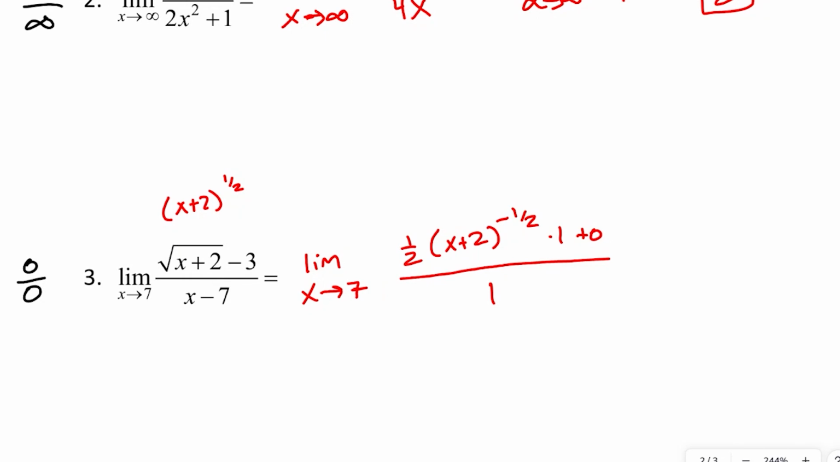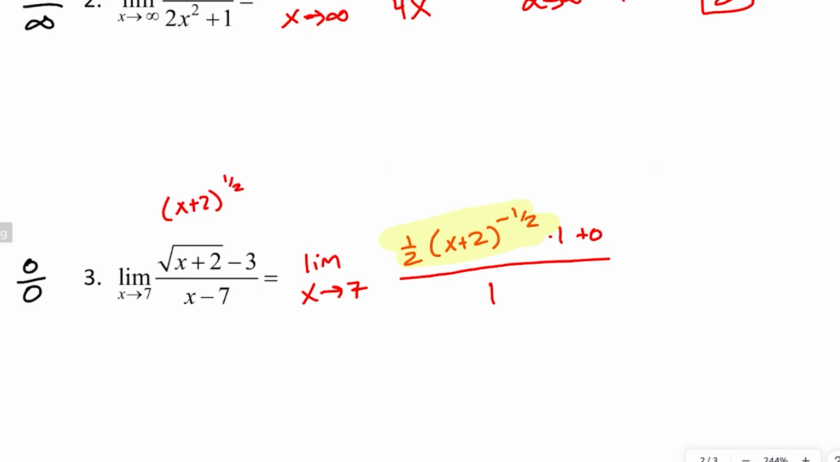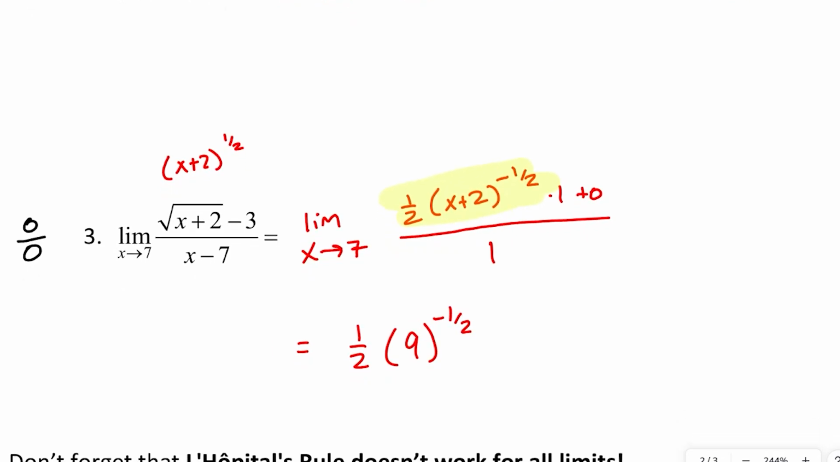So yeah, a whole lot of nothing that we don't really need in that expression, right? We don't need the times 1, the plus 0, the divide by 1. None of that is really going to change anything. So really, we just have this expression in here. And we're not going to have any divide by 0 errors. You could just plug in 7. So this is going to equal 1/2 times 7 plus 2 is 9 to the negative 1/2 power. So let's review here. This might be the place that trips you up. What is 9 to the negative 1/2 power? Yeah, 1/3. Okay, fantastic. So we got 1/2 times 1/3, which is 1/6.